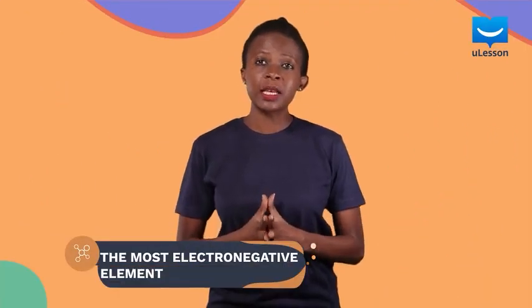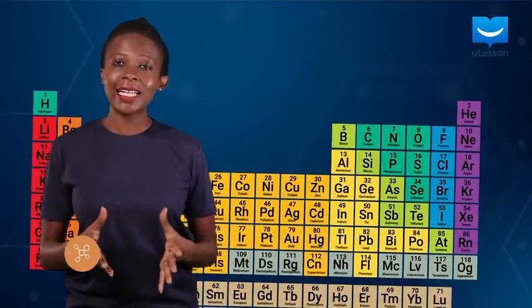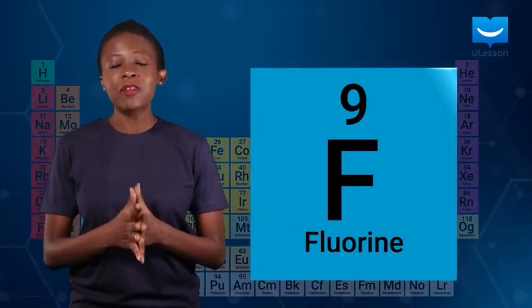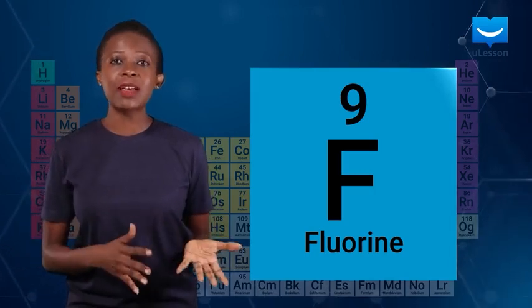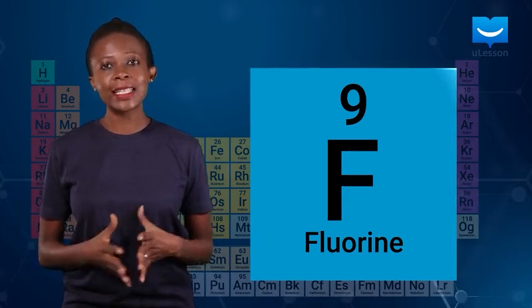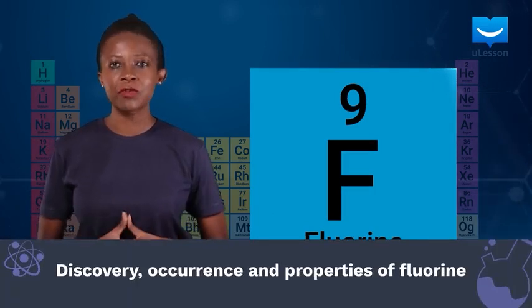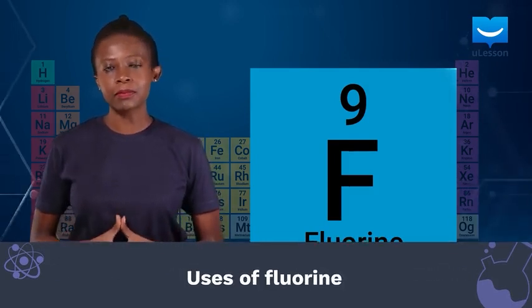In the periodic table, one element stands out as the most reactive and electronegative. It is fluorine, which is a member of the family of elements known as the halogens, found in group 7 or 17 of the periodic table. In this lesson, you will learn about the discovery, occurrence, and properties of fluorine. You will also learn the uses of fluorine.